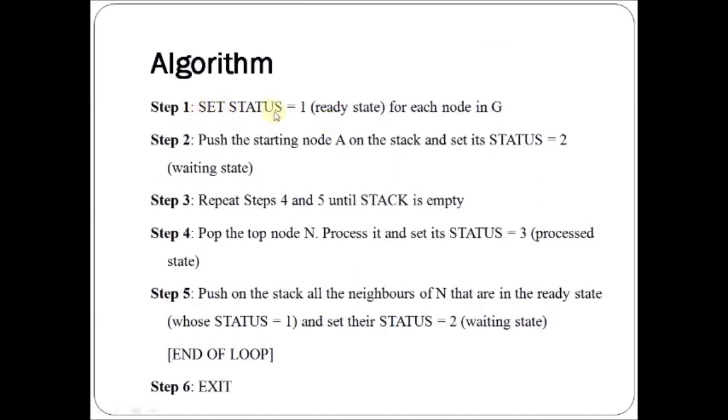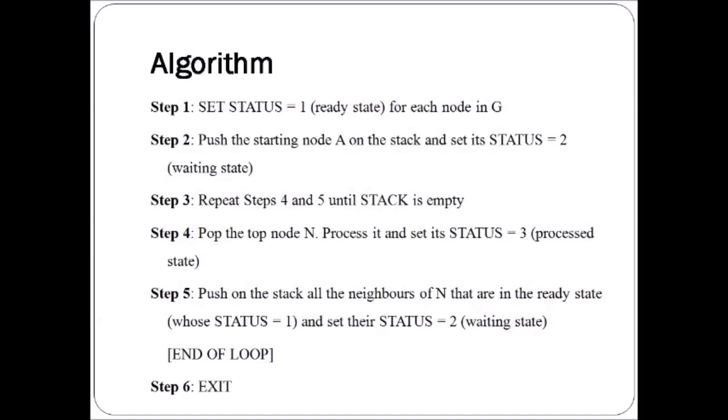Now set the status equal to 1 for each and every node present in our graph. The first step is to push the source node into our stack. Whenever we push the source node into the stack, set its status to 2. Now repeat the steps until the stack is empty. What are the steps to be repeated? Step 1: pop the element at the top of the stack and set its status equal to 3. It means that we have removed that element and it is done with processing. That's why we set the status equal to 3.